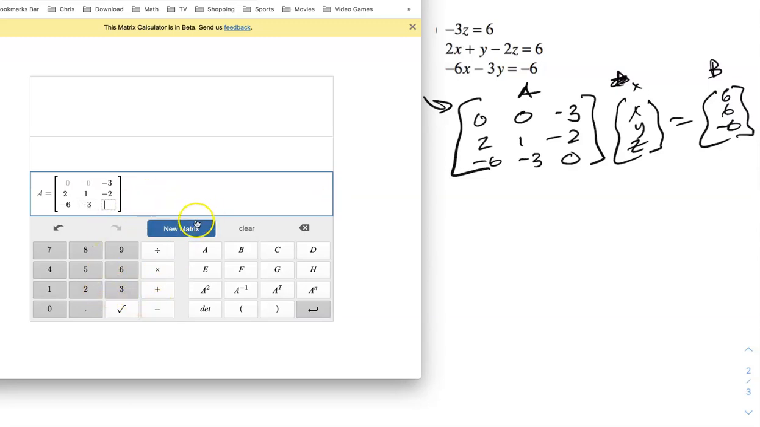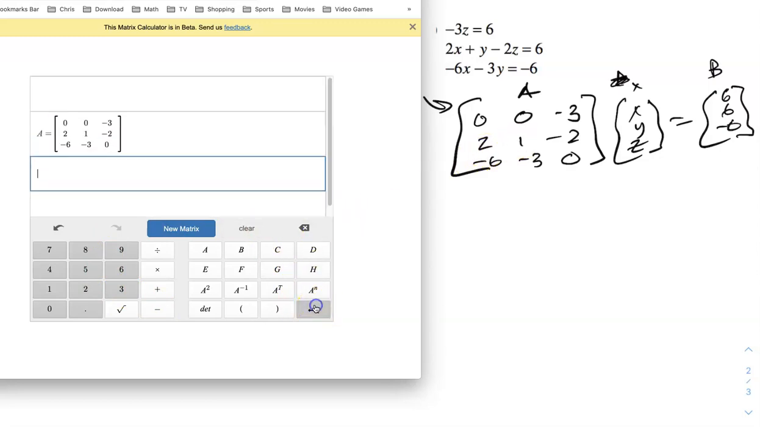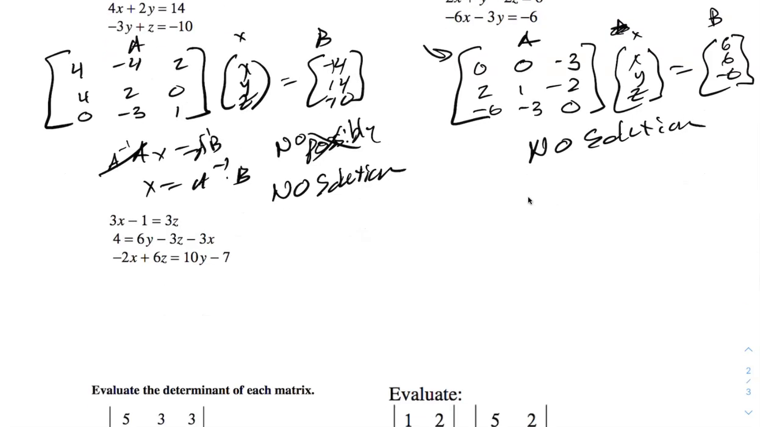And 0. Okay. So let's find the inverse of that. A inverse, and again, singular matrix. The determinant of this is 0. So that's why it has no inverse. So again, no solution. So two no solutions in a row. What a worksheet for us.